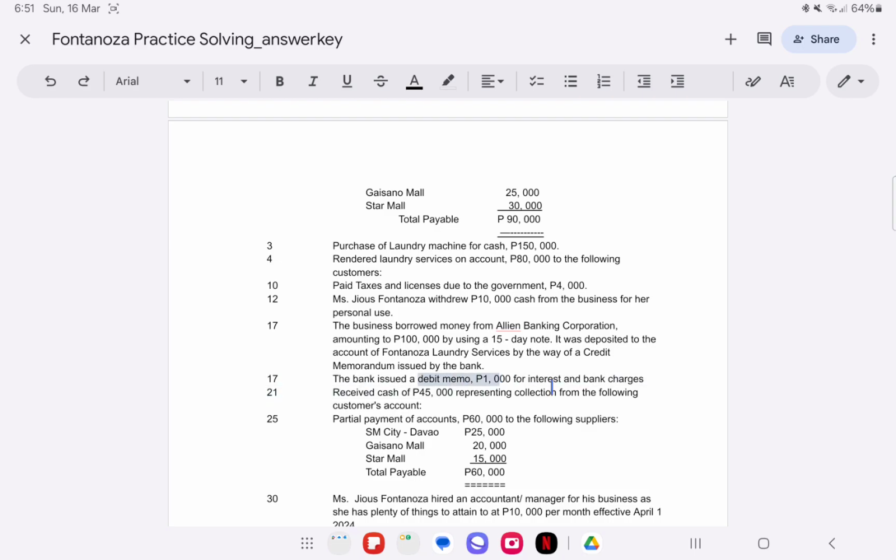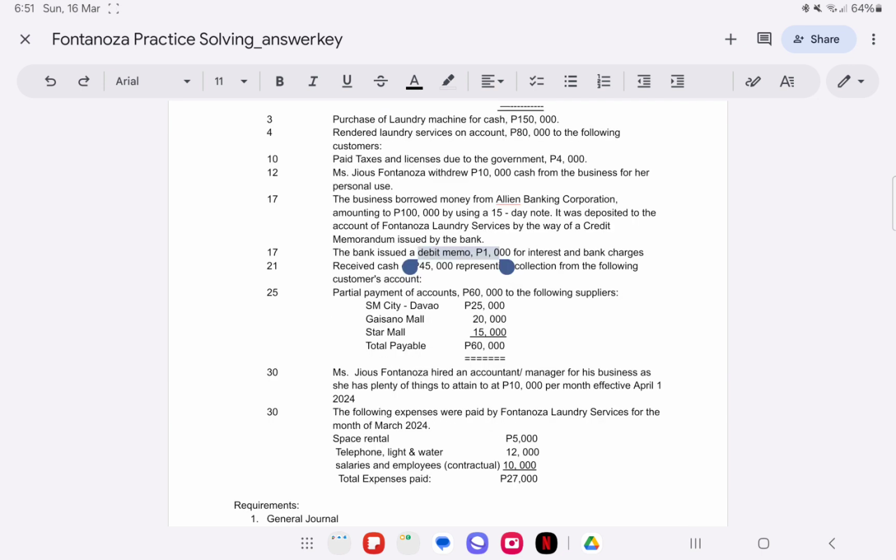So we have the first transaction in 17, so we skipped it. Okay, the business borrowed money from Alien Banking Corporation amounting to 100,000 by using a 15-day note. It was deposited to the account of Fontanoza Laundry Services by way of credit.